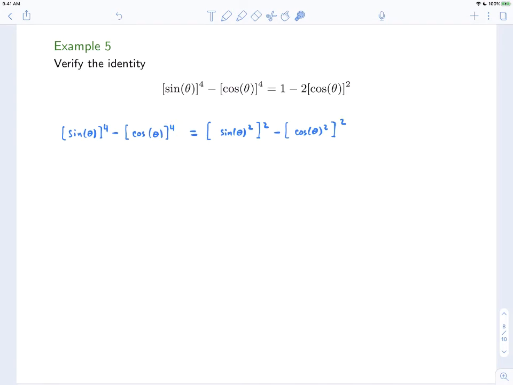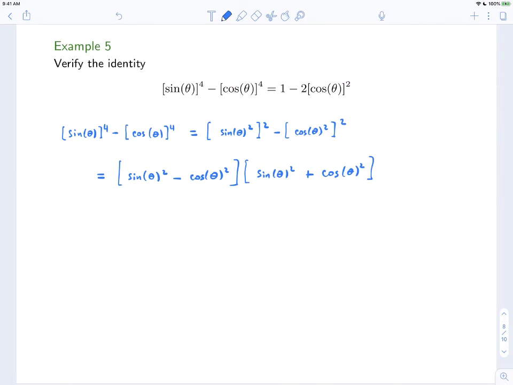Okay, now the reason that we did that was to recognize the expression as the difference of squares. So I have something squared minus something else squared. So this is the difference of squares. So now I'm going to rewrite it that way. So we're going to have sine of theta squared minus cosine theta squared times sine theta squared plus cosine theta squared. So here we're using the difference of squares formula.